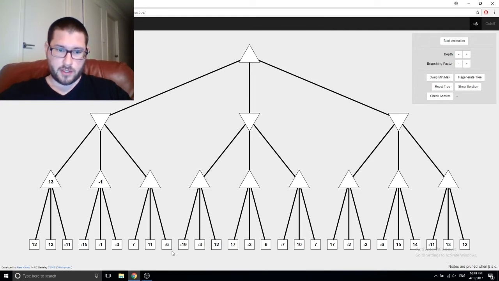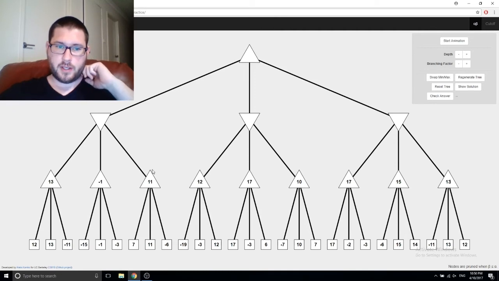So I'll just go through and fill out a few more of these. So this one, have a think about what you think the value of this node will be. Will it be 7, 11, or -6? Well, it's your decision, and you want to maximize the score, so it will be 11. Over here we've got 12 and 17, and then 10, and then 17 again, and then 15, and then 13.